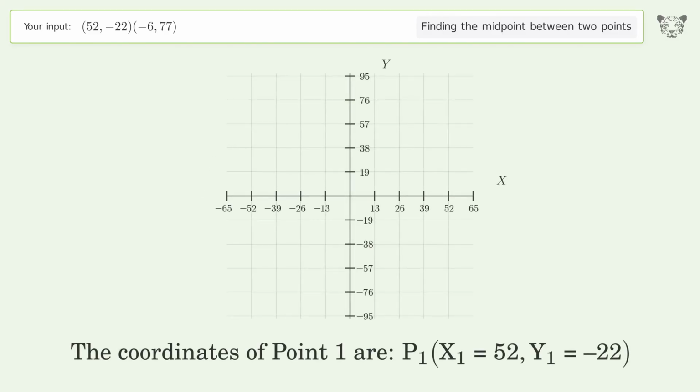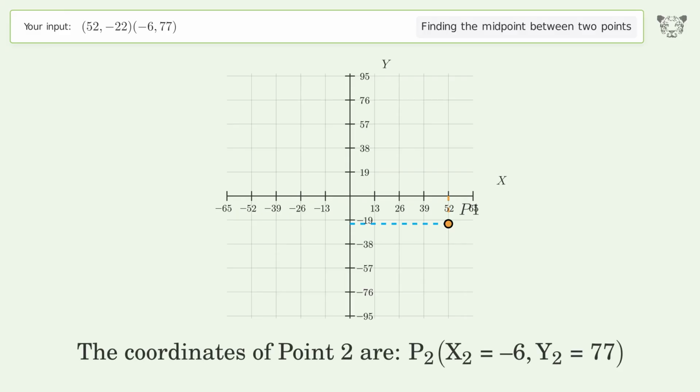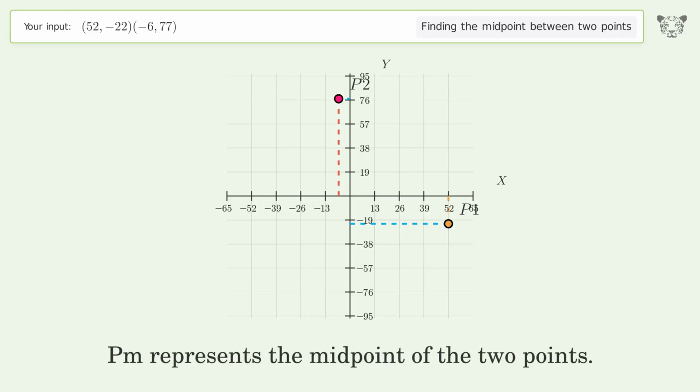The coordinates of point 1 are, x1 equals 52, y1 equals negative 22. The coordinates of point 2 are, x2 equals negative 6, y2 equals 77. PM represents the midpoint of the 2 points.